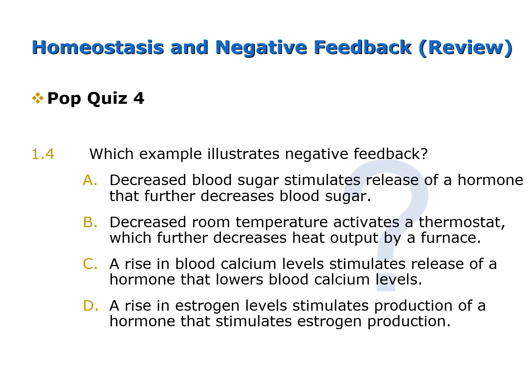Question number 4. Which of those examples will illustrate negative feedback? A. Decreased blood sugar stimulates release of a hormone that further decreases blood sugar. B. Decreased room temperature activates a thermostat, which further decreases heat output by a furnace. C. A rise in blood calcium levels stimulates release of a hormone that lowers blood calcium levels. Or D. A rise in estrogen levels stimulates production of a hormone that stimulates estrogen production.